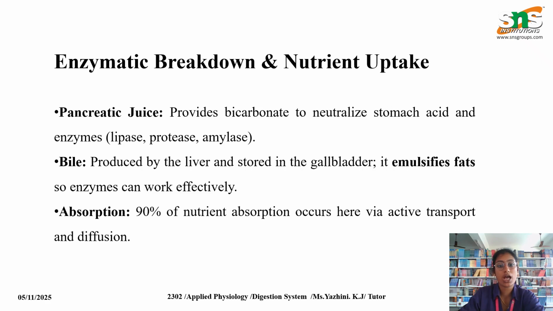Then absorption happens across the villi and microvilli, which we have seen in the previous slides. Carbohydrates are converted to glucose, proteins to amino acids and fats to fatty acids, all entering the blood or lymph. Clinically, this is where Crohn's disease and disrupted uptake cause malnutrition, and nurses should also educate on gluten-free diets and monitor electrolyte balance.